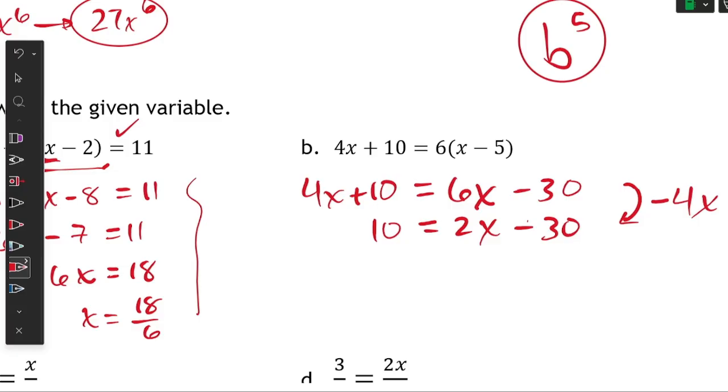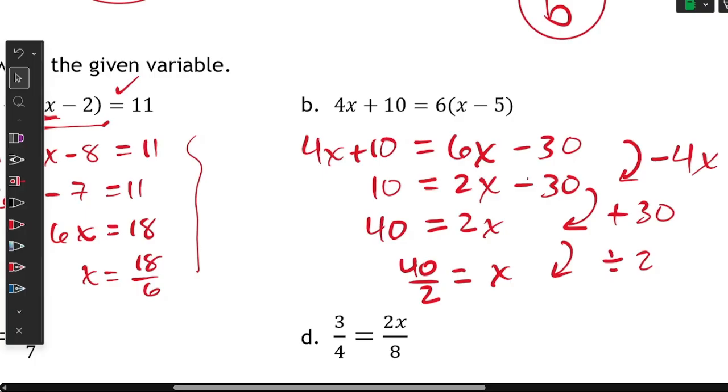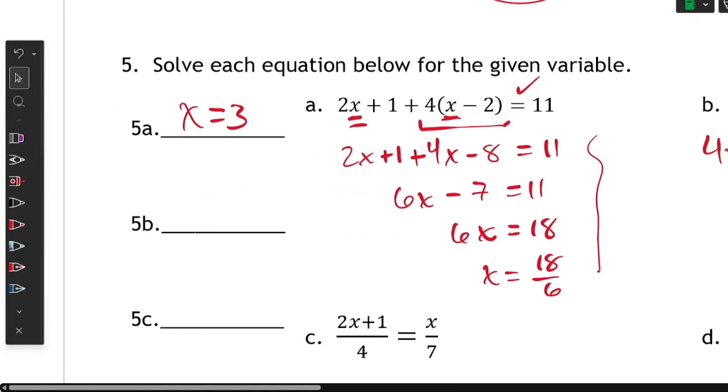The next thing I'm going to do is add 30 to each side. When I add 30, this becomes 40 is 2x. You can just notate it like this. I just added 30 to each side. And then finally, I'm going to divide by 2. So 40 divided by 2 is what it becomes on the left-hand side. On the right-hand side, it just becomes x divided by 2. And of course, that simplifies to 20. So for B, we have x is the number 20.